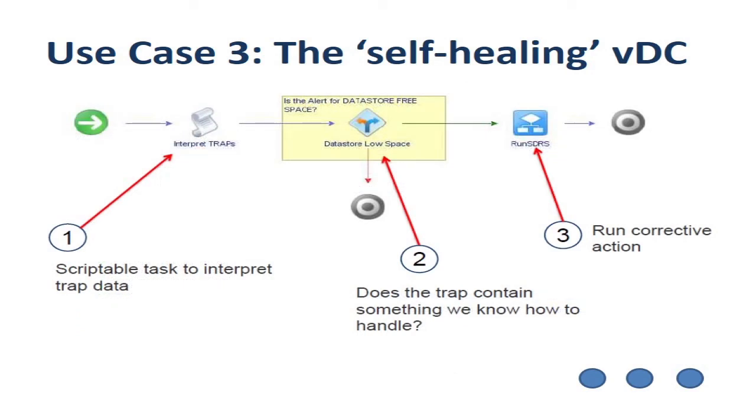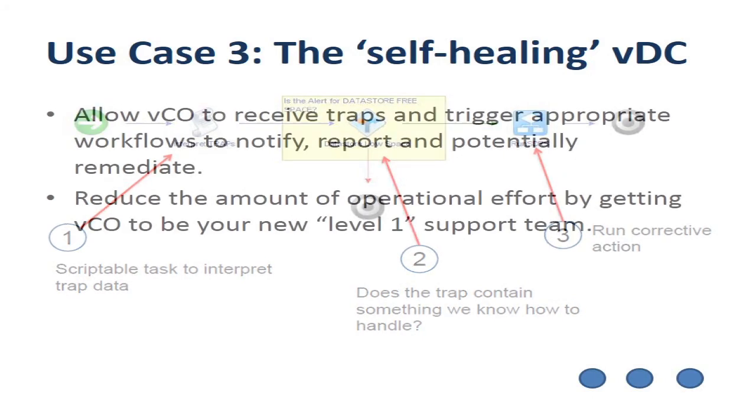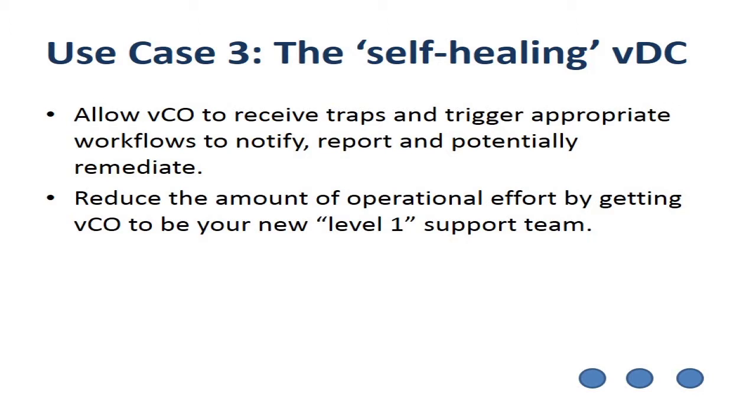So here's the workflow. Again, I've got a scriptable task to interpret the trap. I then want to make a decision as to what I want to do with that trap. So have I got my workflow configured to receive that kind of notification? And if I do, then I actually want to initiate the run SDRS workflow, which is just a standard workflow within the vCenter library, within vCenter Orchestrator. So I can configure VCO to receive these traps, to trigger appropriate workflows and to notify and potentially remediate, as I said, if you're brave enough to want to do that.